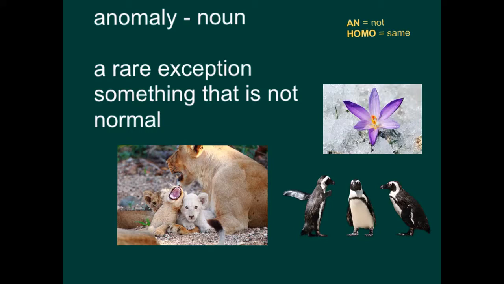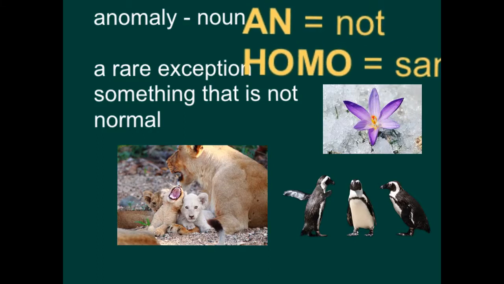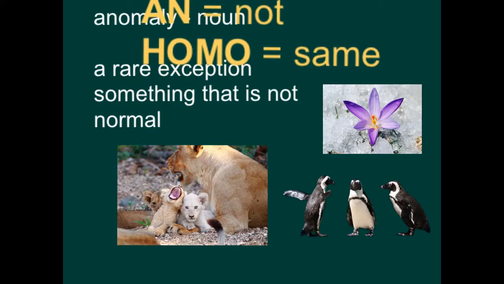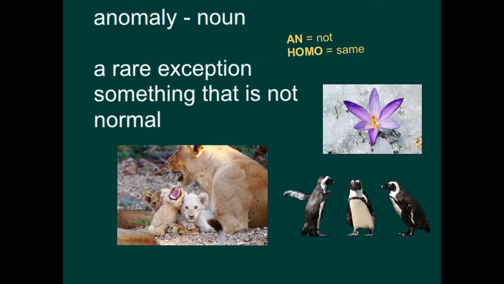And on to anomaly. Anomaly is a noun. That is the only way it's used, as a noun. Its roots are an meaning not and homo meaning same. You've probably heard that root homo before in words like homonym or homophone. You probably know about homophones, meaning same. Phone means sound, so words with the same sound. An anomaly is a rare exception that is not normal, i.e.